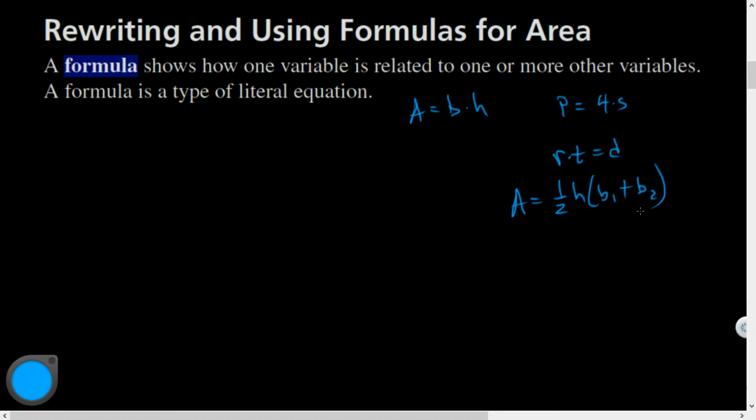So a whole bunch of formulas with a whole bunch of variables in them, and I can rewrite the area of a rectangle formula. I could solve for the base, or I could solve for the height.